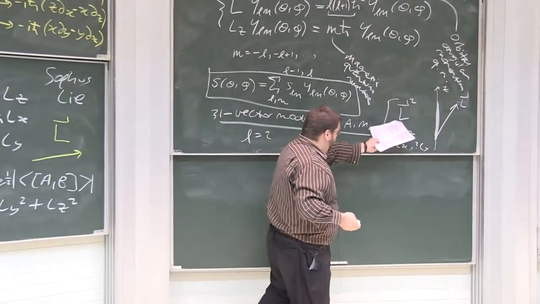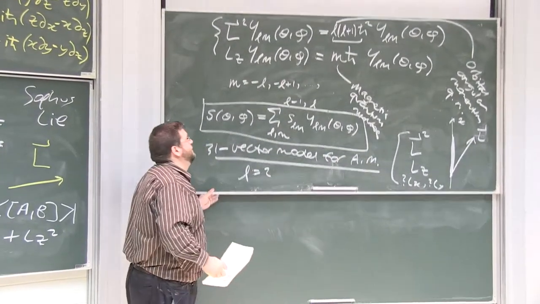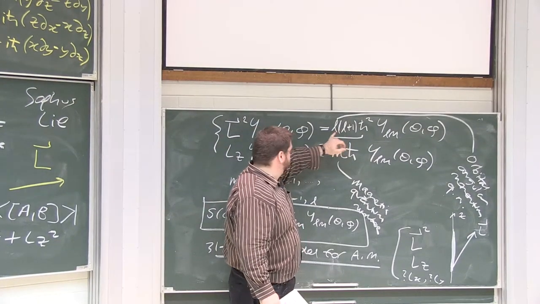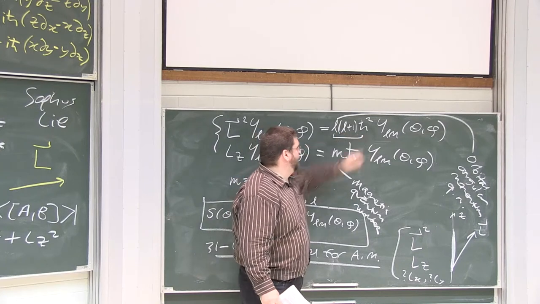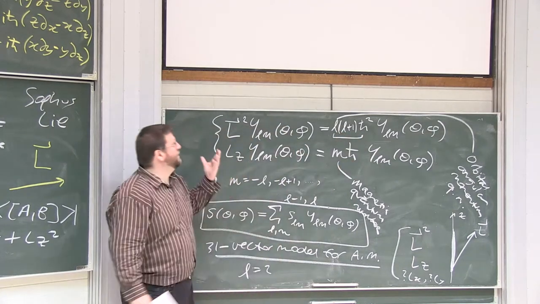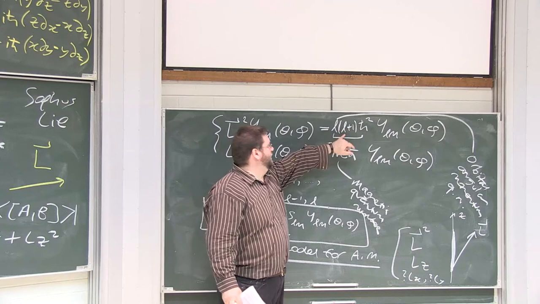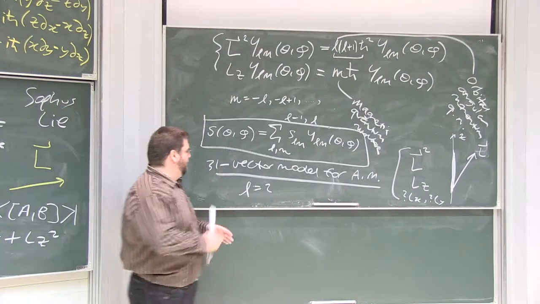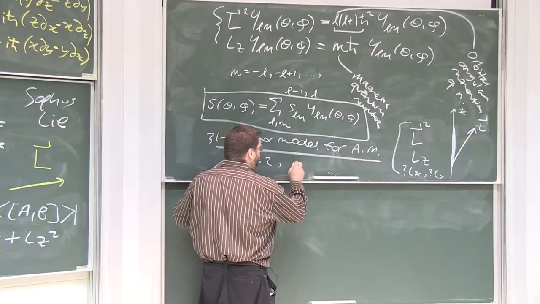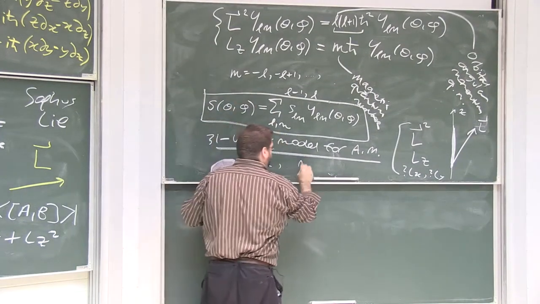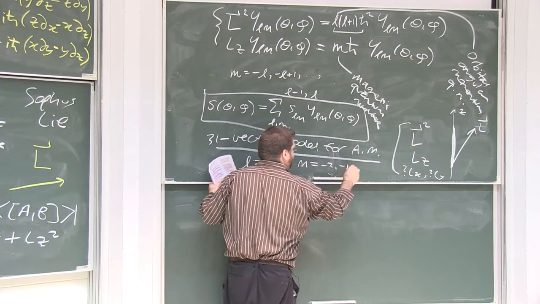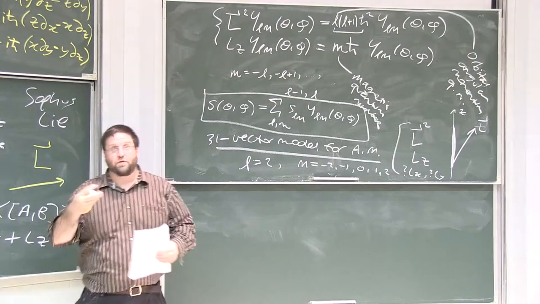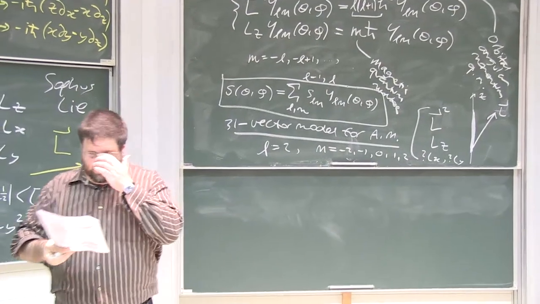And this object here is essentially the length squared of the vector. But you need to be a bit careful. In fact, the length squared of the vector is L into L plus 1, times h cross squared. So its length is really the square root of L into L plus 1, all multiplied by h cross. But the length increases with increasing L. You have 5 allowed projections, 5 allowed magnetic quantum numbers of negative 2, negative 1, 0, 1, 2. And again, this is illustrated with this heuristic vector model in figure 19.